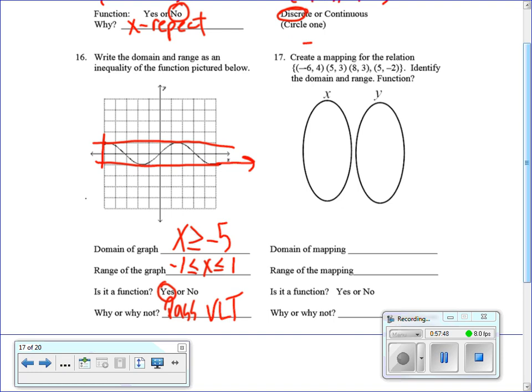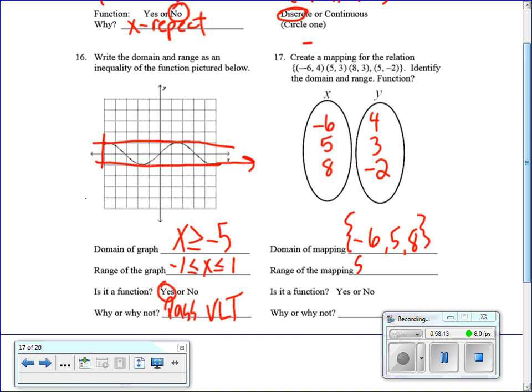Okay, well when we create the mapping, remember that we're not repeating any values. So we have -6, we have 5, we have 8, and then we have 5 again. So we're not going to rewrite the 5. Same thing is going to be true for the y's. We have 3's occurring twice. We're only going to write down one of the 3's. The domain for this mapping is -6, 5, and 8. Once you put them in the mapping, you already have the domain.